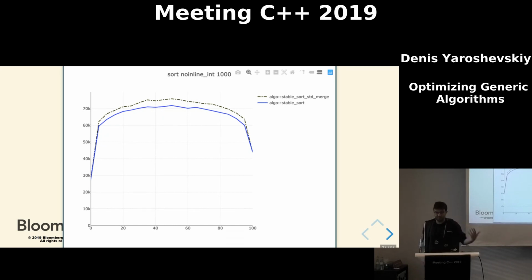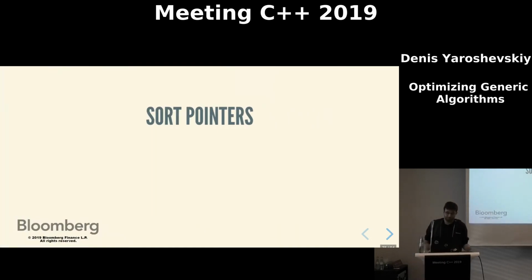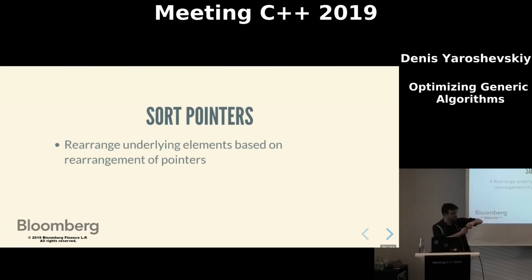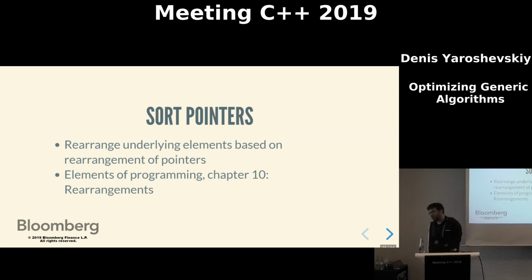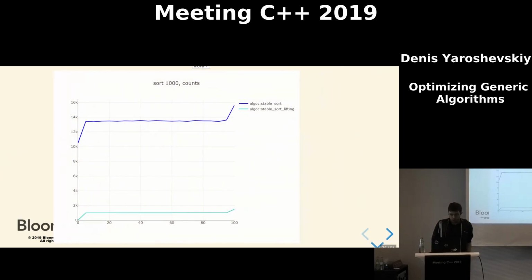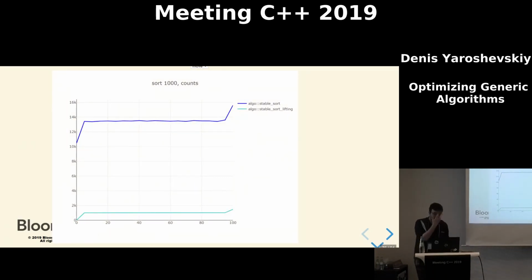Can we design a specific optimization for a bigger type? I had an idea. Let's sort pointers. So let's take pointers to every element in our array, sort them, and then rearrange the underlying array based on that. There's an Elements of Programming chapter 10 on rearrangements that talks about standard rotate for random access iterators, which explains all the ideas you need to do this. Let's see if it makes sense.